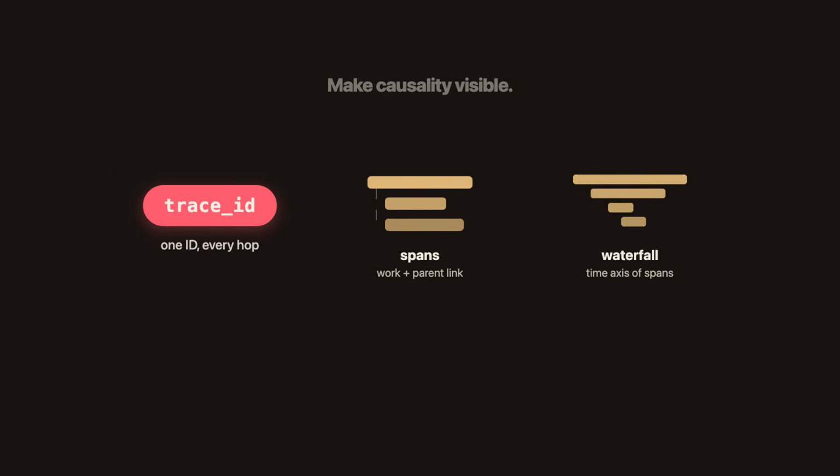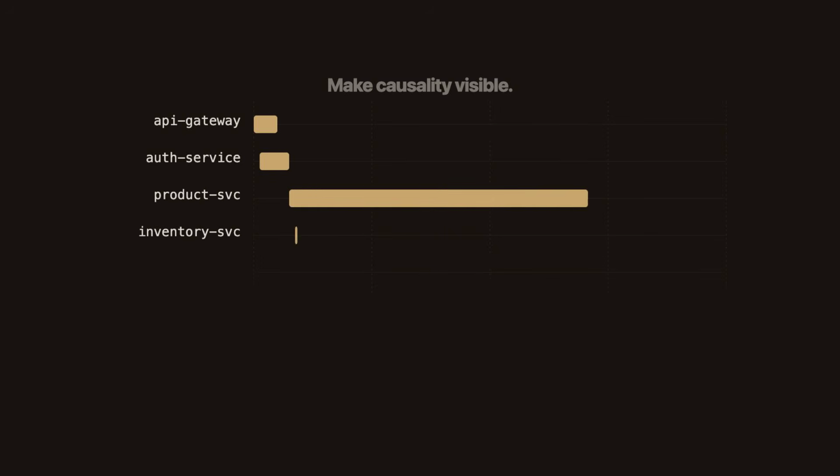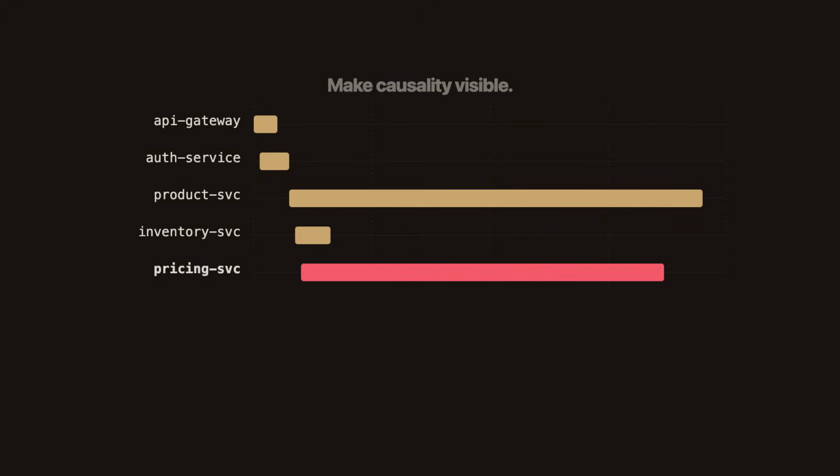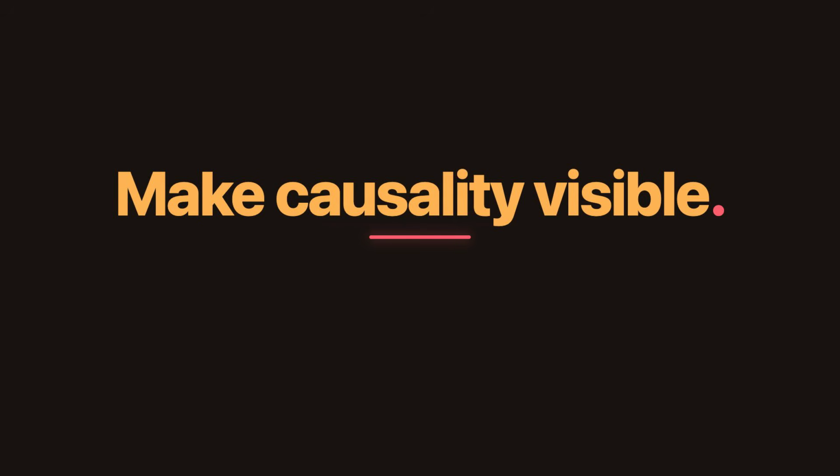One random trace ID, born at the edge and carried in an HTTP header to every service it touches. Each service opens spans around the work it does, linking them to a parent. The pile of spans is rendered on a shared time axis, a waterfall, and suddenly the slow hop is a bar you can point at. That's the idea. Make causality visible. Turn debugging a distributed system from archaeology into a chart you can read in 30 seconds. If you've ever stared at 3 log files trying to guess which one caused which, you already know how much this matters.